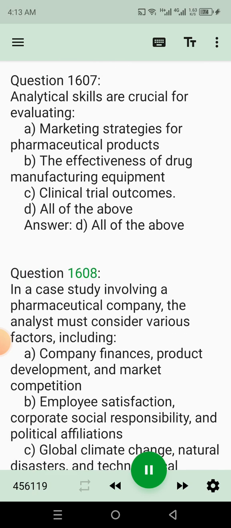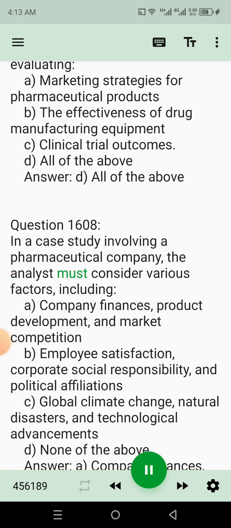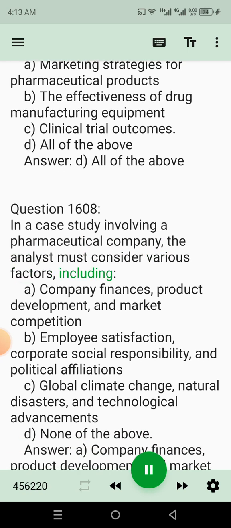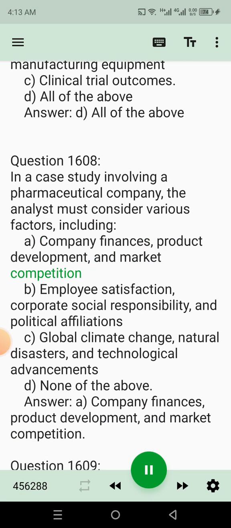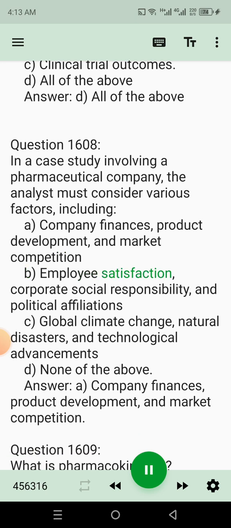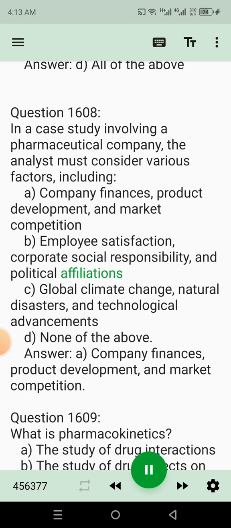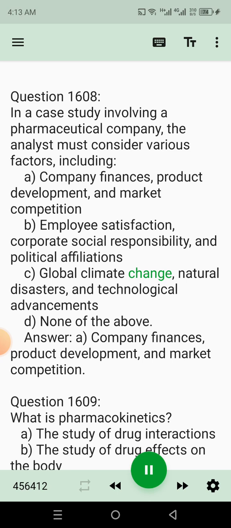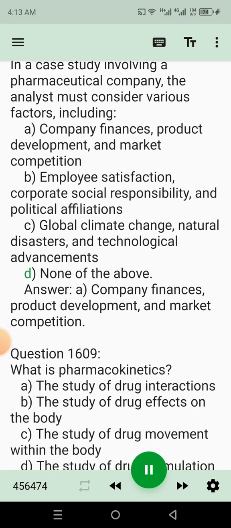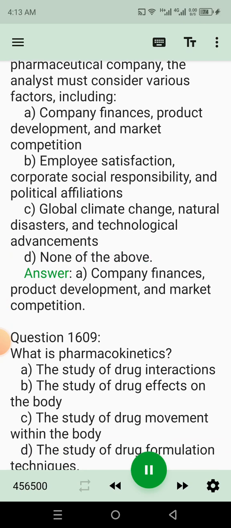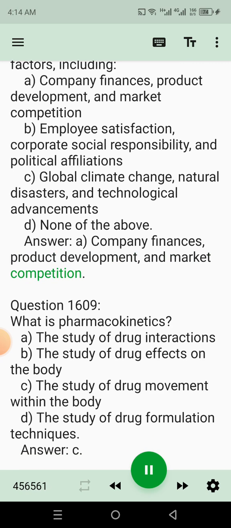Question 1608. In a case study involving a pharmaceutical company, the analyst must consider various factors, including: A. Company finances, product development, and market competition. B. Employee satisfaction, corporate social responsibility, and political affiliations. C. Global climate change, natural disasters, and technological advancements. D. None of the above. Answer: A. Company finances, product development, and market competition.